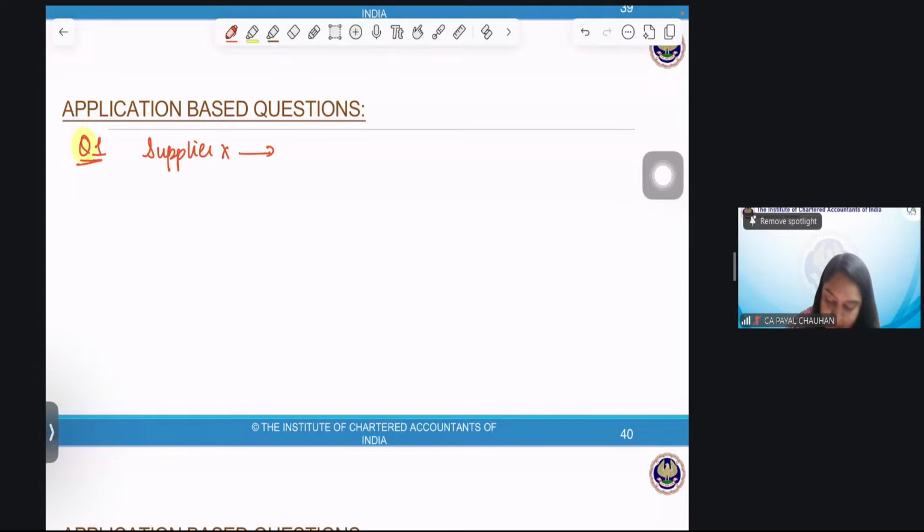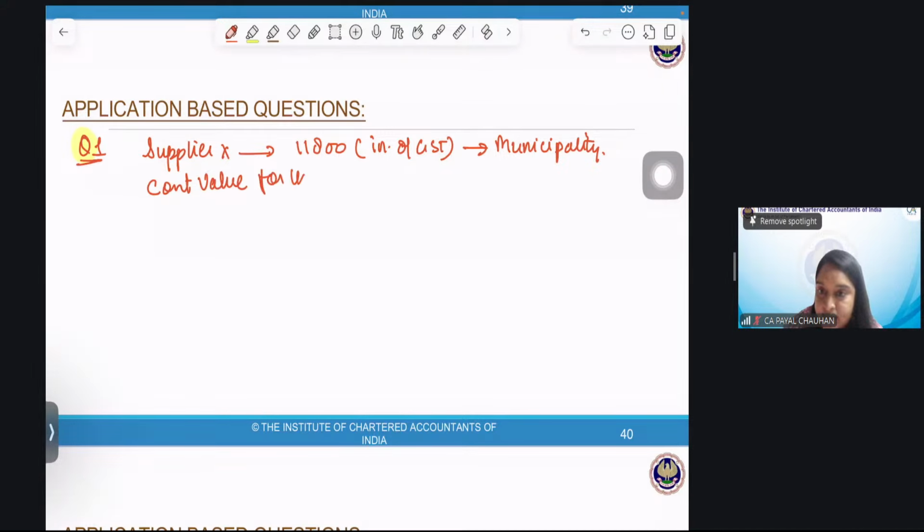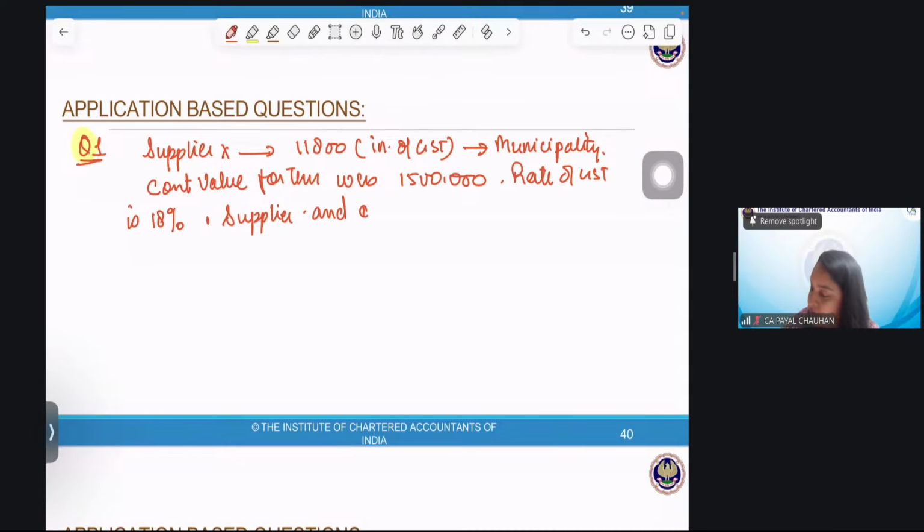Supplier X makes a supply of rupees 11,800 and it is inclusive of GST, right? And I supplied it to a municipality. Now the thing is, the contract value for this was 15 lakh and the rate of GST is 18%, right? Supplier and deductor are in the same state.